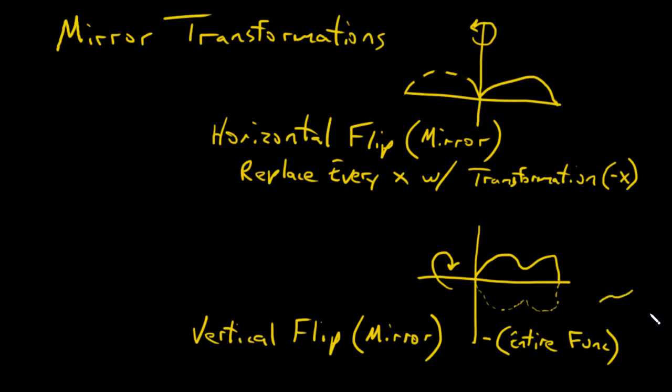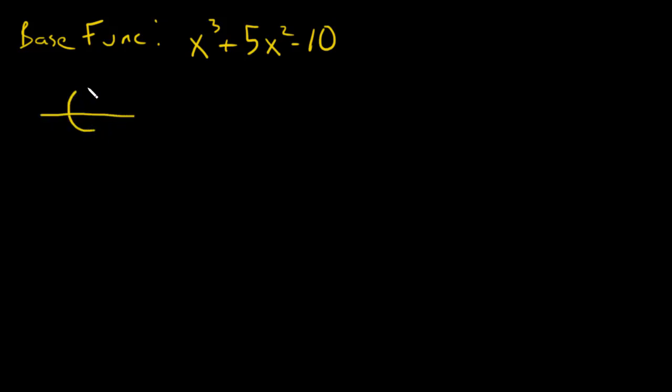Let me clear this. Let's say that I have for my base function, maybe x cubed plus 5x squared minus 10. Okay? If I want to do a vertical flip like so, I like this because it shows instantly I'm going from top to bottom or bottom to top.